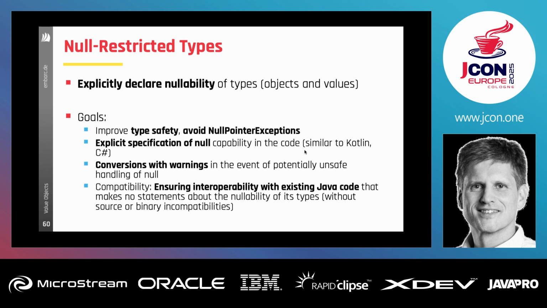Actually, Kotlin does it the other way around. The default in Kotlin is that every reference is not allowed to be null. But we can say that this reference is allowed to be a null reference. C# also has such kinds of concepts. And we want to have some warnings if we convert, for example, like in generics, a raw type to a generic type or the other way around. And for compatibility, we want to ensure interoperability with existing Java code.